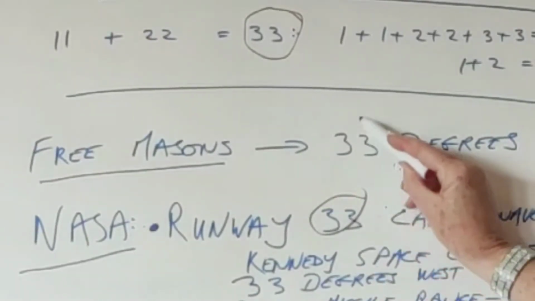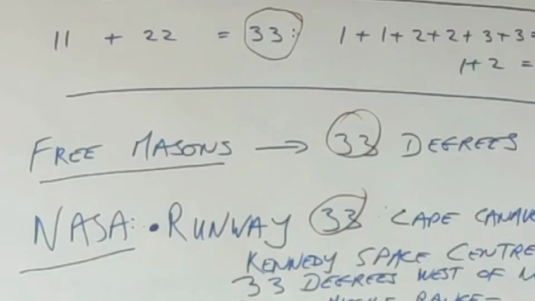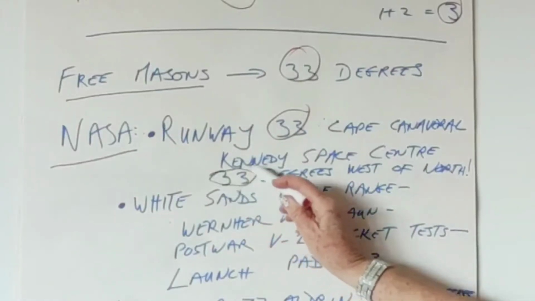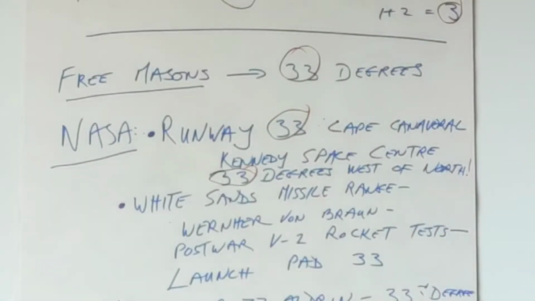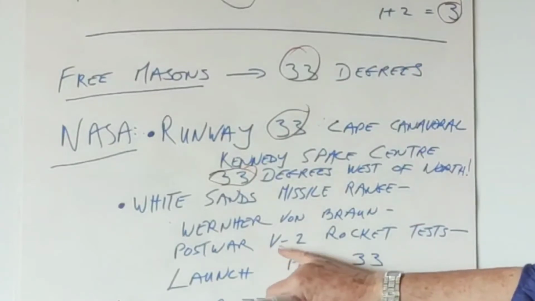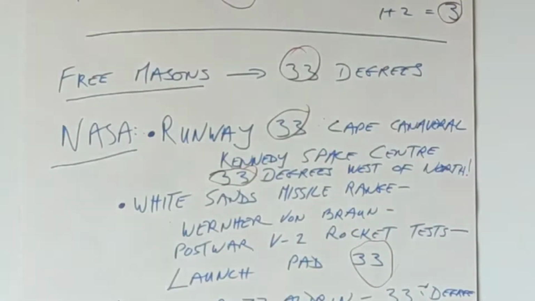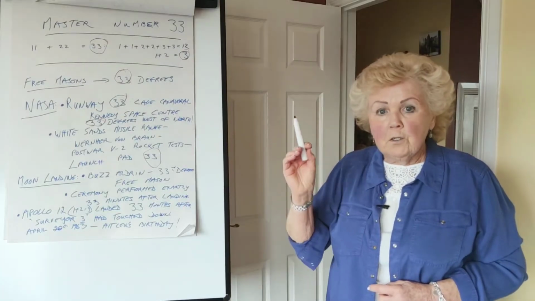Runway 33 at Cape Canaveral, Kennedy Space Centre. And that is positioned at 33 degrees west of north. The White Sands Missile Range, where Wernher von Braun did his post-war V2 rocket tests, launch pad 33. Who was Wernher von Braun?